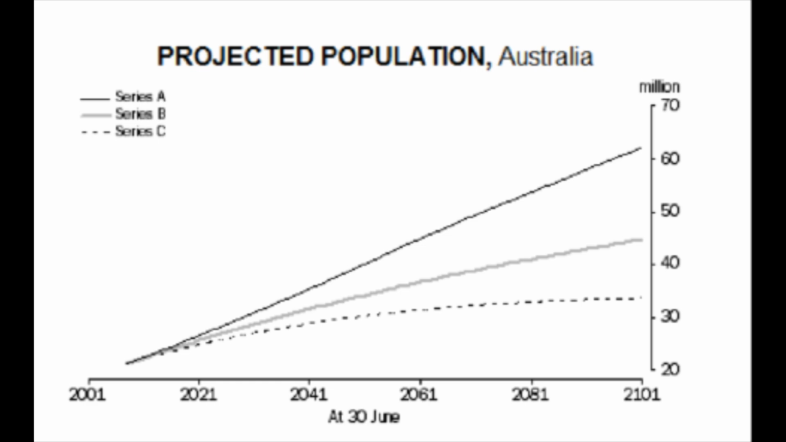The line chart shows the projected population in Australia in millions. According to the chart, Series A has increased dramatically from 20 in 2001 to 65 in 2101. Following that, Series B has increased moderately from 20 to 45, from 2001 to 2101. However, Series C has increased slowly from 20 to 35 over the same period. In conclusion, the projected population in Australia is expected to increase in the coming years.